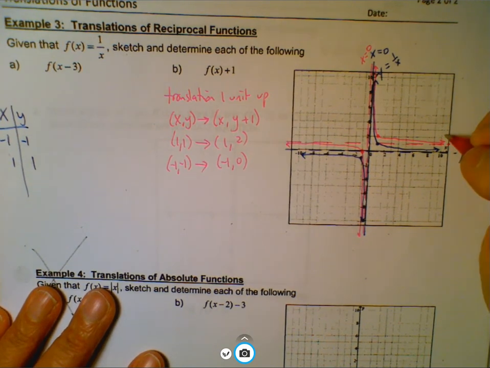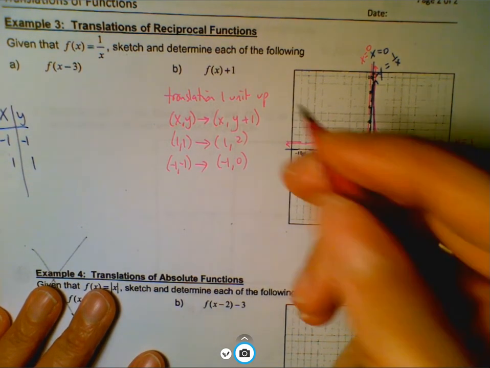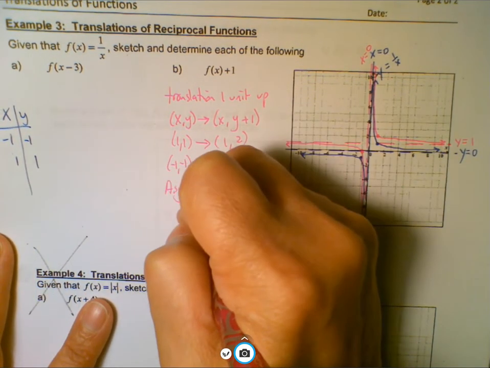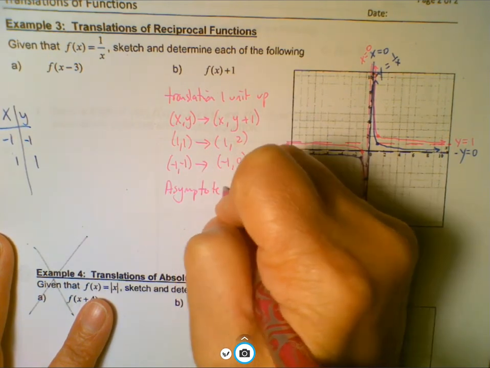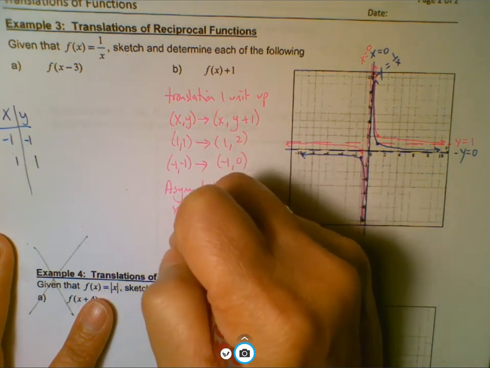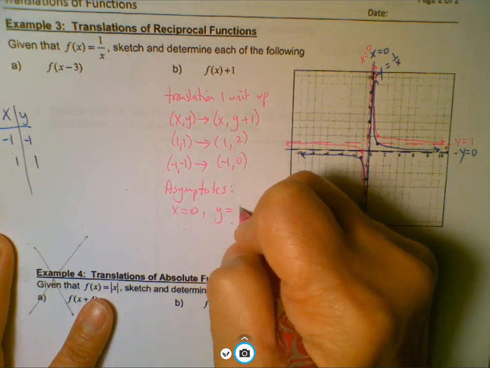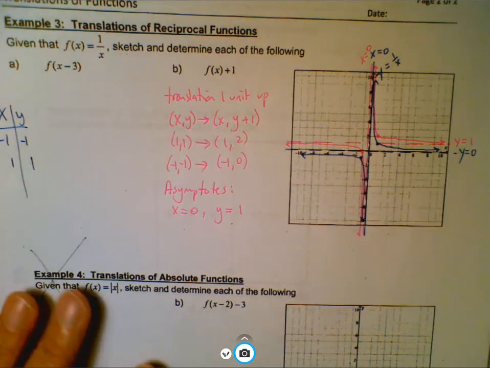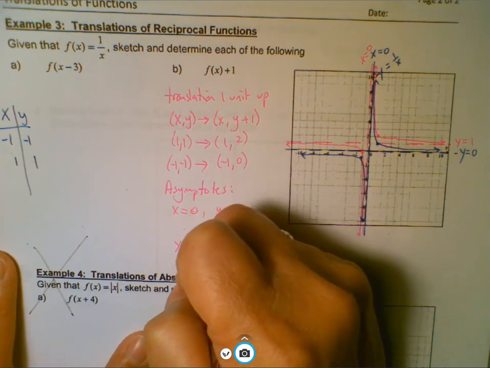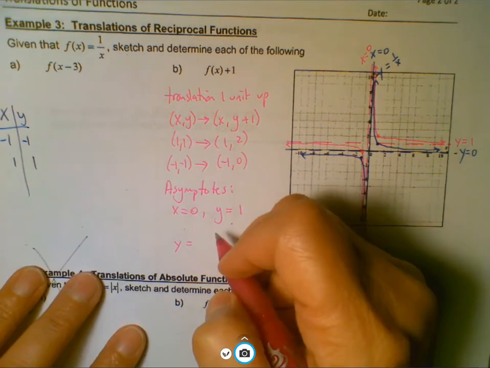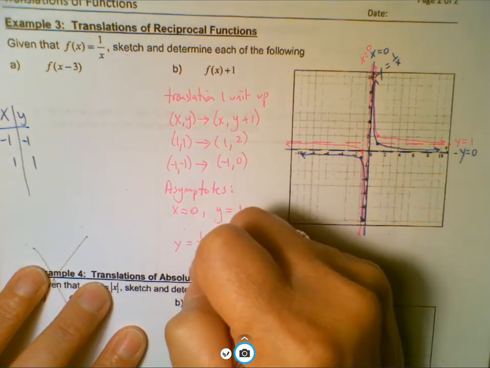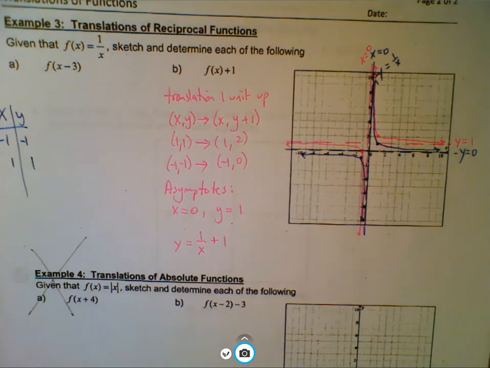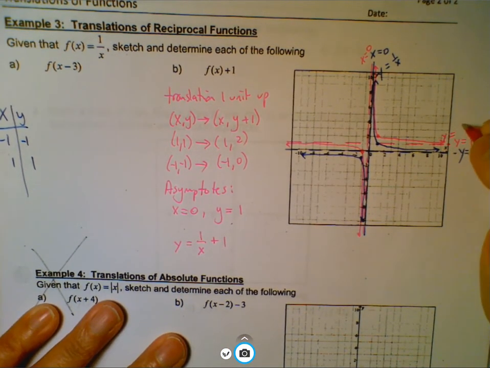So now let's write the equation. I'm just going to write over here that the asymptotes have changed. So what are the asymptotes? It's still x = 0, but it's also y = 1. And that's the whole transformation. Now all we need to do is figure out the equation. So f of x is 1 over x, and all I'm doing is adding a 1 on the end. So y = 1 over x plus 1.